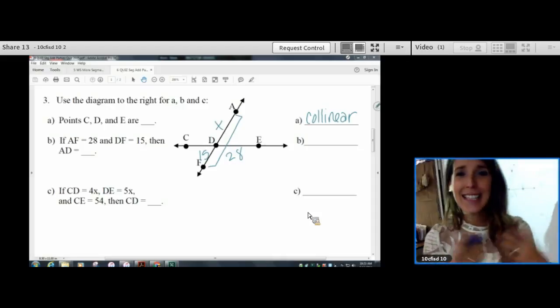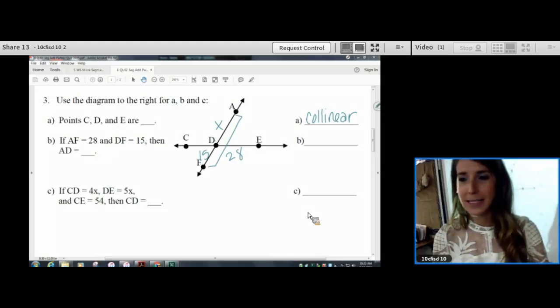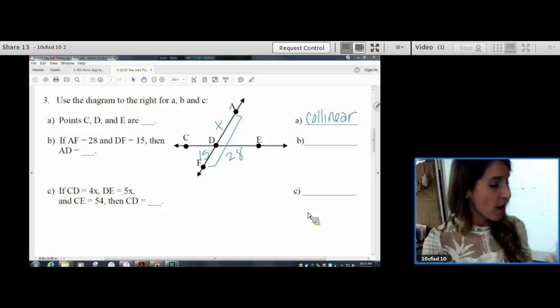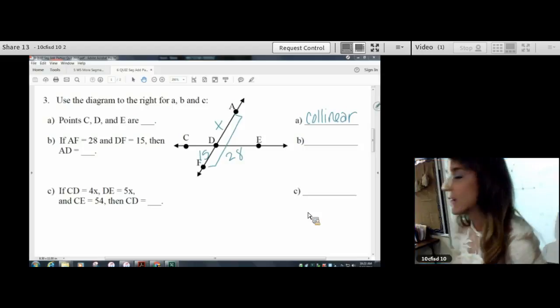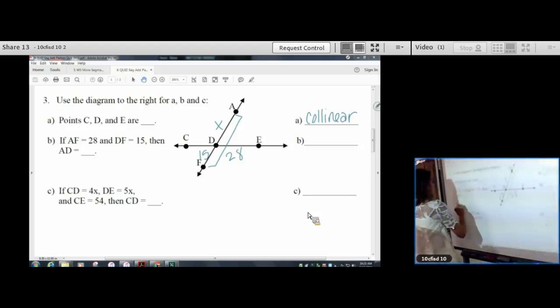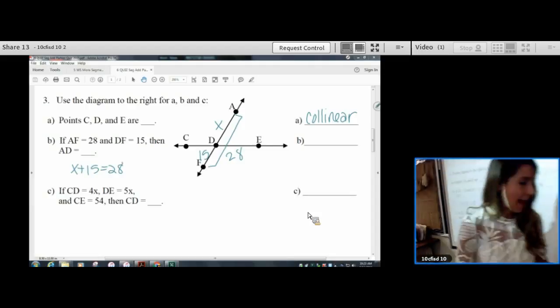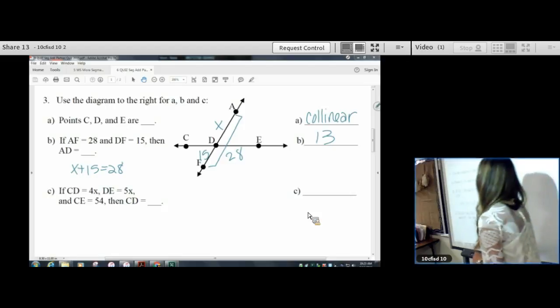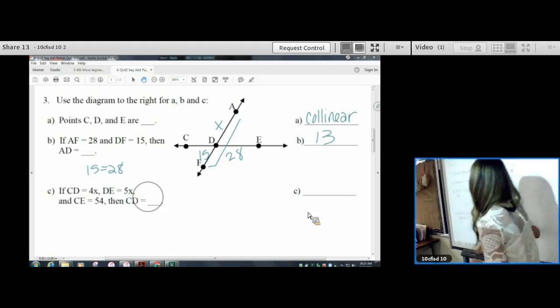This is a classic segment addition problem where you're using a takeaway to find the missing segment. We know the whole thing's 28. We've used up 15. So you can think of it as a subtraction problem: 28 minus 15. If you really wanted to, you could do part plus part equals whole, and then subtract 15. But you will get 13 for 3B. Okay, now let's do 3C.